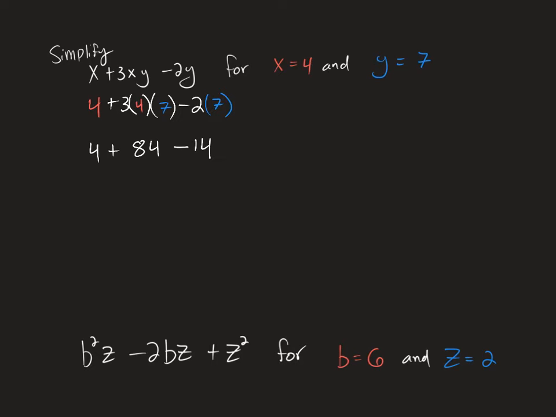negative 14. And then it's just an addition problem, so we're going to add these together. 4 plus 84 is 88, minus 14, and then 88 minus 14 is 74. So your answer to this is 74. We'll do another one really quickly.